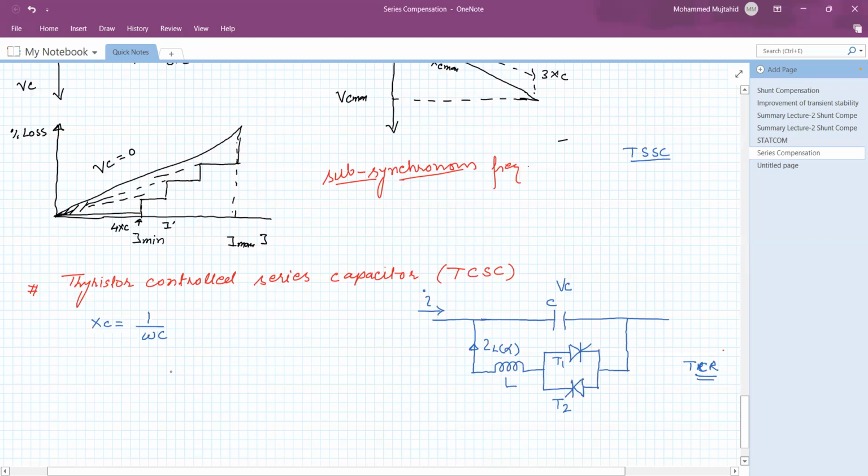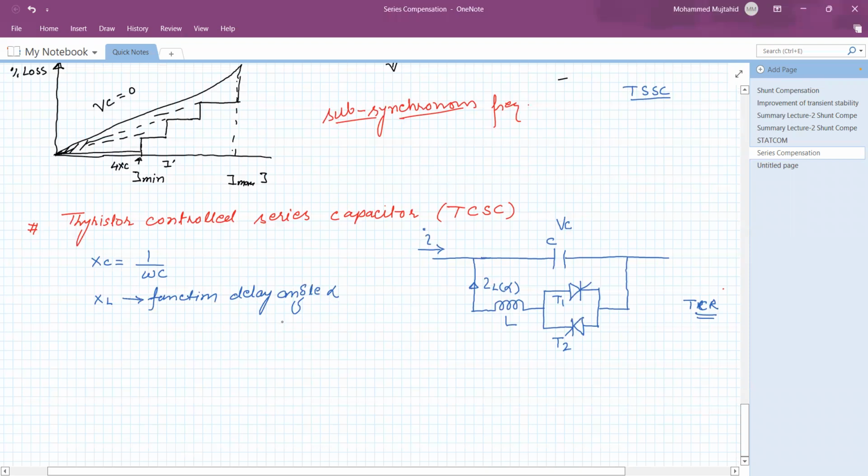Whereas the inductor value, that is the inductive reactance XL, is a function of the delay angle alpha. So this is the conduction delay angle. If you refer to our previous diagram and the equation which we used for the controlling of the thyristor control reactor, we will see the inductive reactance is a function of the control delay angle, isn't it?